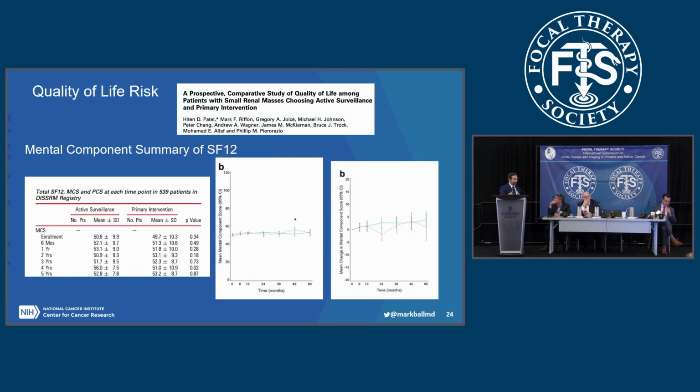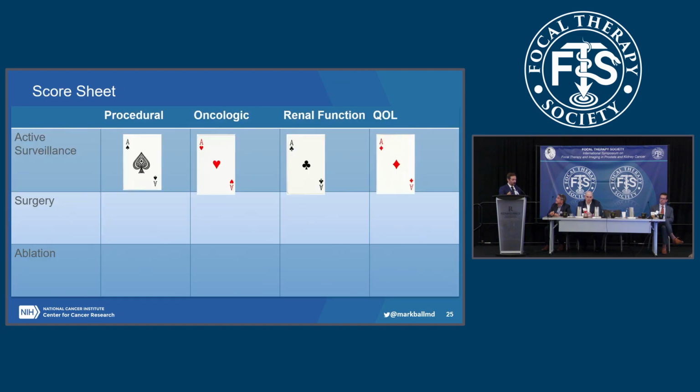And I'll end with this, quality of life outcomes. And this is maybe the biggest argument against active surveillance. Why would I want to do nothing if I have cancer in my body, doc? Well, this is, again, a study from the DISSRM Registry looking at the mental component summary of the SF-12, looking at both baseline and then yearly out to 5 years for patients who have a primary intervention versus active surveillance. And no differences in the mental health component, and actually the mental health component increased with time, meaning that patients became more comfortable. So 4 aces, all to active surveillance.